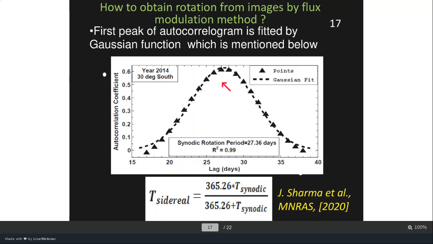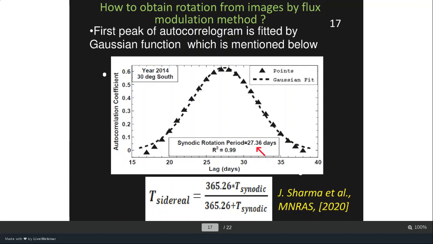The central value of the Gaussian function is called the synodic rotation period. So in this case, the synodic rotation period is equal to 27.36 days. It has very minimal, negligible scattering, so its R square is very reasonable.